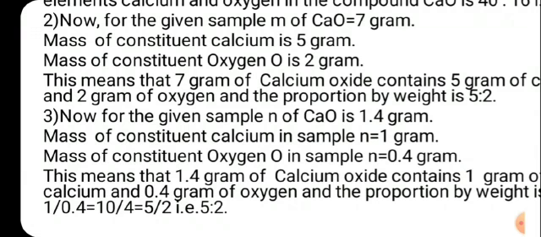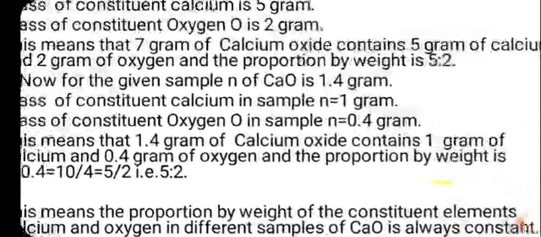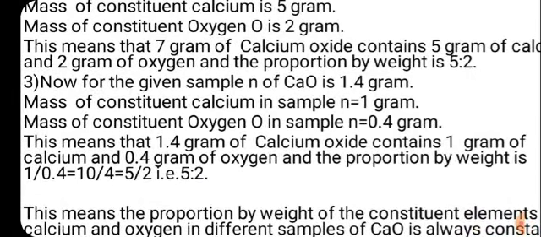Now second sample contains calcium 1 gram by mass and oxygen is present as 0.4 gram. Now if we divide 1 by 0.4, let us see. 1.4 gram of calcium oxide contains 1 gram of calcium and 0.4 gram of oxygen. So the proportion by weight is 1 divided by 0.4. Now if we remove the decimal point from denominator, the numerator will become 10 and the denominator 4. If we divide 10 and 4 both by common number 2, then we get reduced ratio 5 divided by 2, and that is nothing but 5 is to 2.